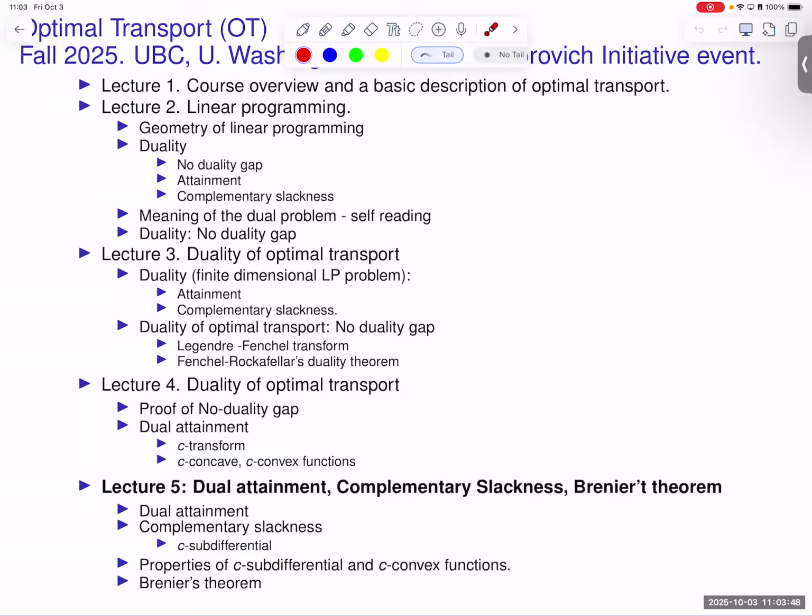Okay, so optimal transport could be just regarded as just some optimization problem, but then after Brenier's theorem, partial differential equations can be considered in that context. All right.